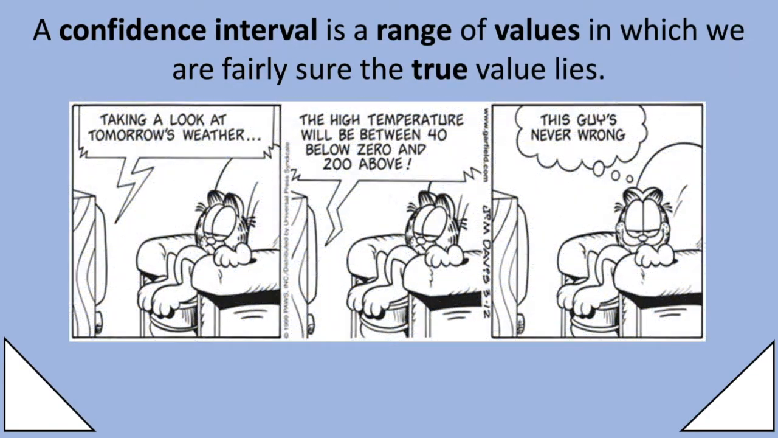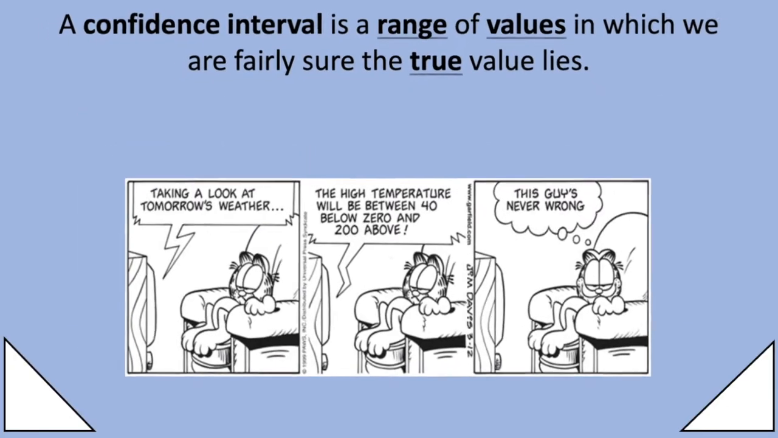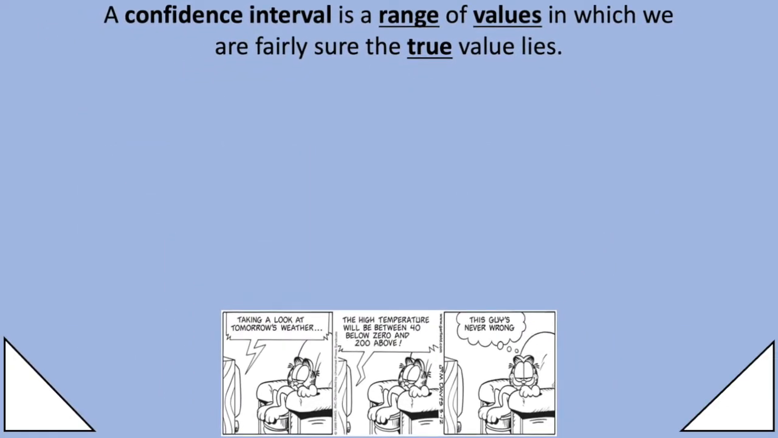A confidence interval is a range of values in which we are fairly sure the true value lies. Now, unlike the weatherman in this Garfield comic, we want that range of values to be as small as possible. There are 4 steps to constructing confidence intervals.